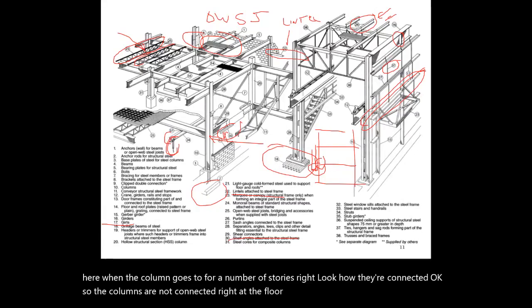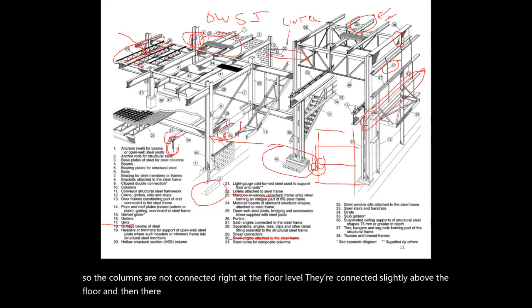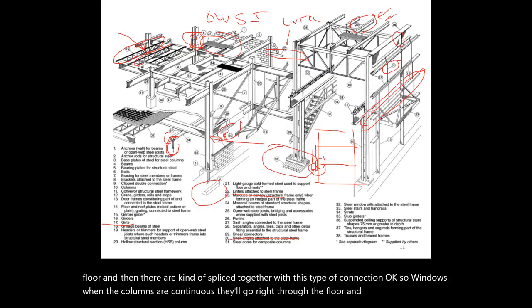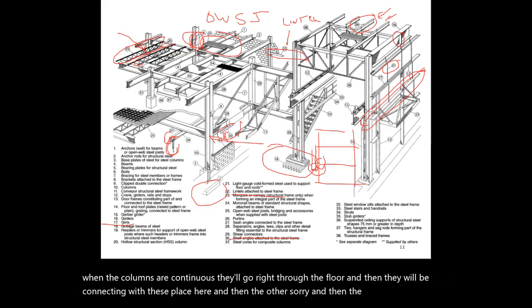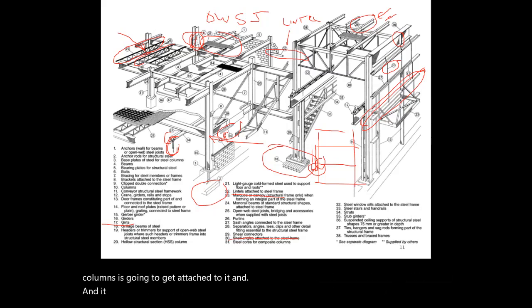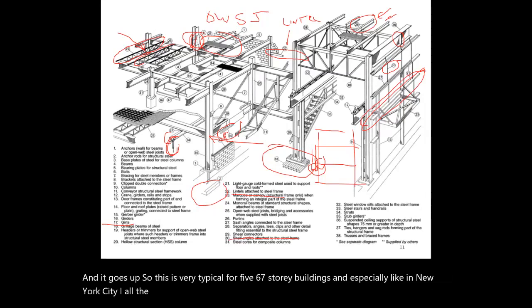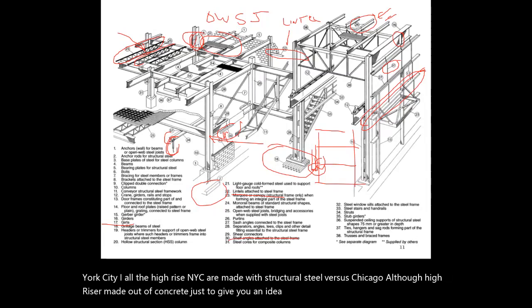They're connected slightly above the floor, and then they're spliced together with this type of connection. So when the columns are continuous, they'll go right through the floor, connect with these plates here, and then the other column gets attached to it, and it goes up. This is very typical for 5, 6, 7-story buildings, especially in New York City. All the high-rises in New York City are made with structural steel, versus Chicago, where all the high-rises are made out of concrete. Just to give you an idea of the difference between the two cities.